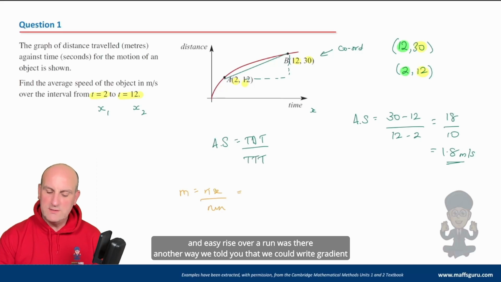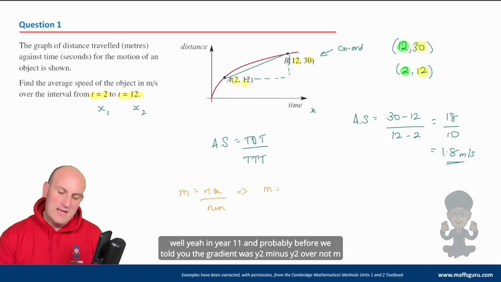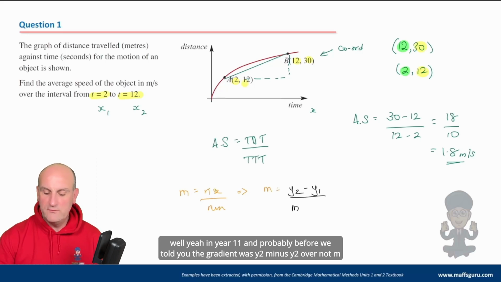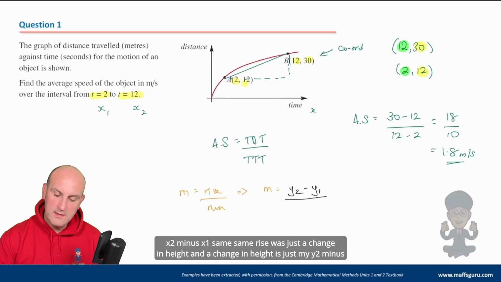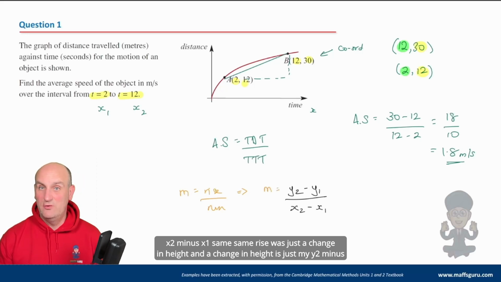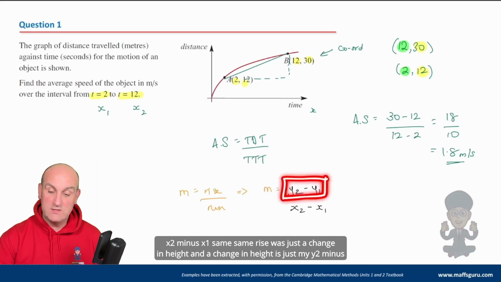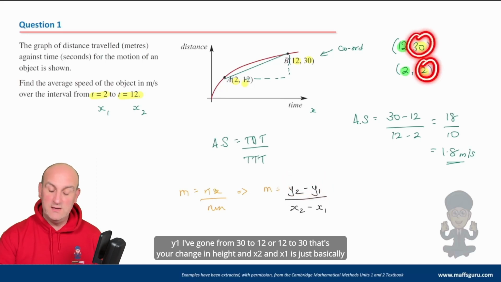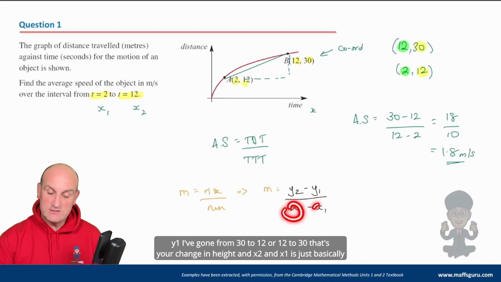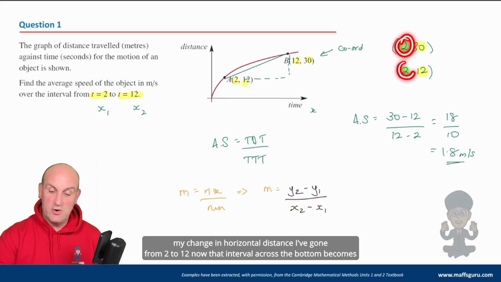Was there another way we told you that we could write gradient? Well, yeah, in year 11, and probably before, we told you the gradient was m equals y2 minus y1 over x2 minus x1. Same. Rise was just a change in height, and a change in height is just my y2 minus y1. I've gone from 30 to 12, or 12 to 30. That's a change in height. And x2 and x1 is just basically my change in horizontal distance. I've gone from 2 to 12.